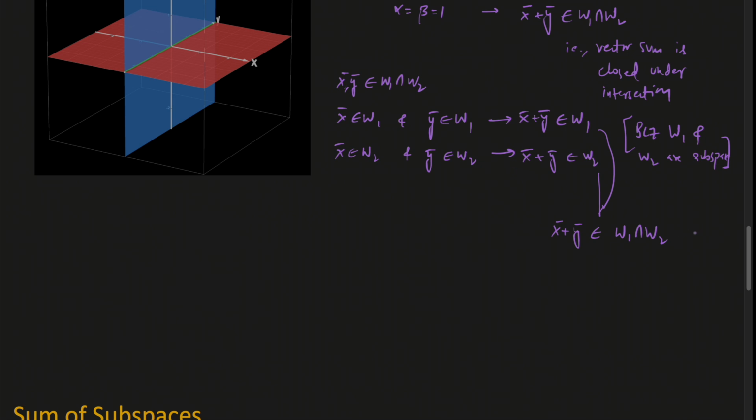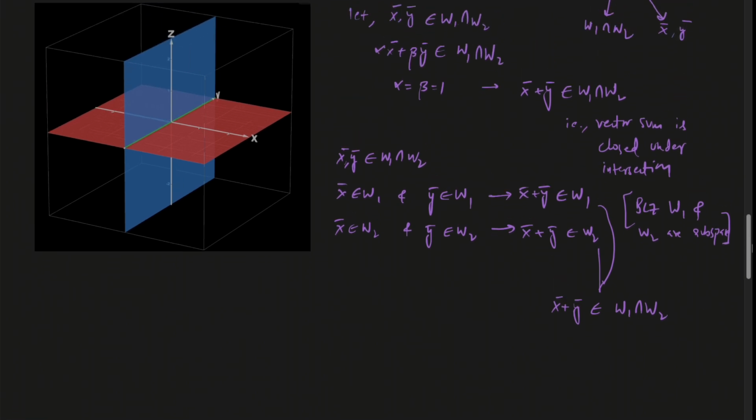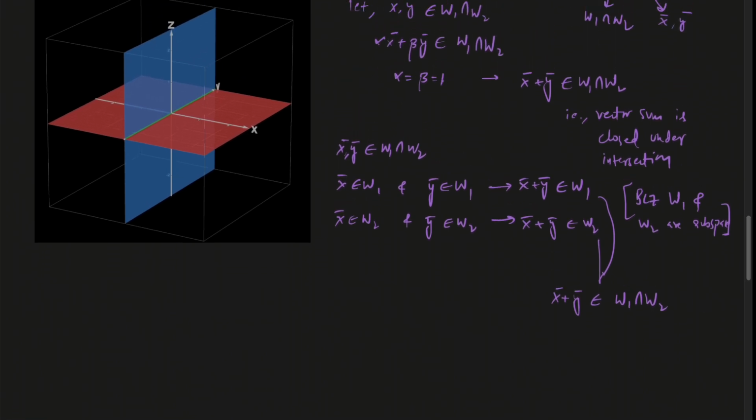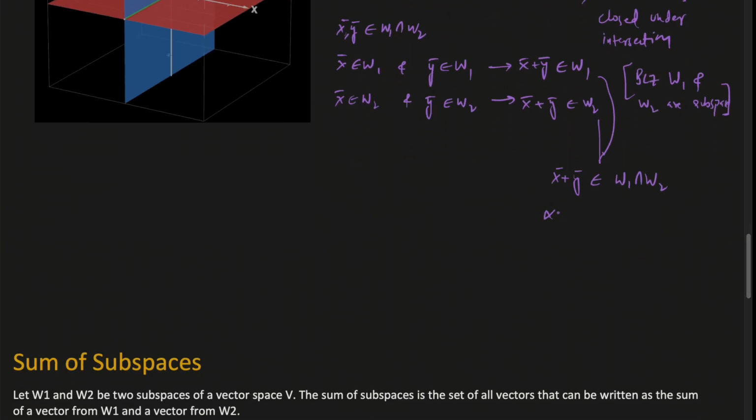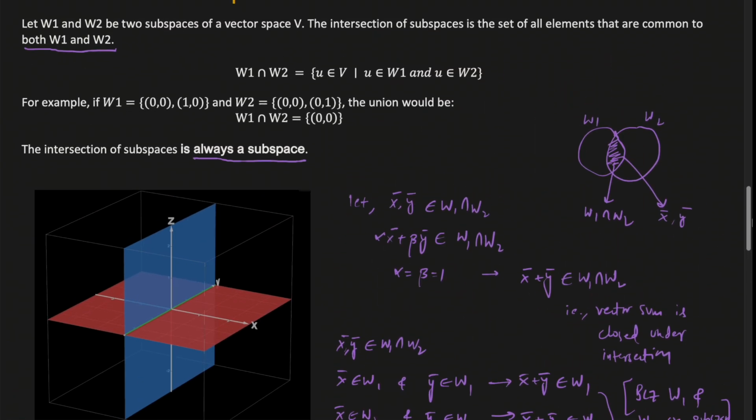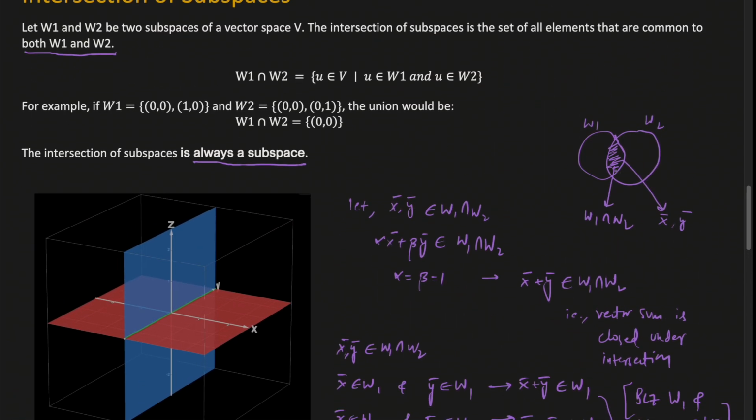We have proved that vector sum is closed under intersection, and this generalizes for any alpha and beta. You take any alpha and beta, 1, 2, 3, anything, then alpha times x plus beta times y also belongs to W1 intersection W2. Therefore, W1 intersection W2 is always a subspace.